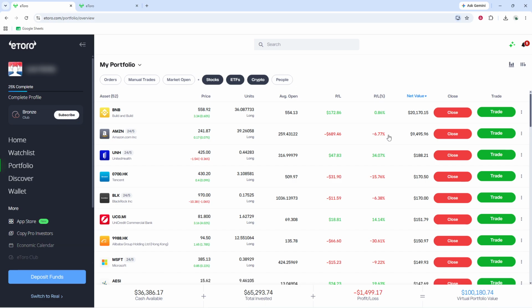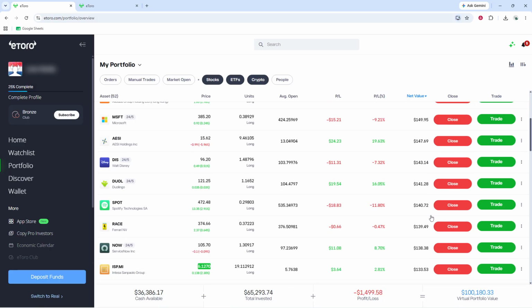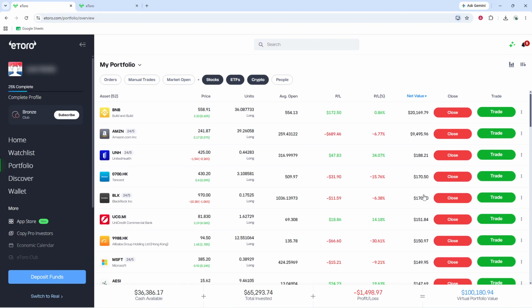After that, check the net value column. This tells you the current total value of each investment based on the number of units you own and the latest market price. If you want to take action, use the close button to sell an existing position, or the trade button if you want to buy more of the same asset.